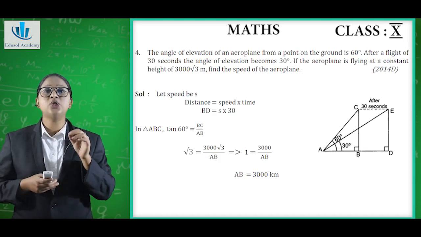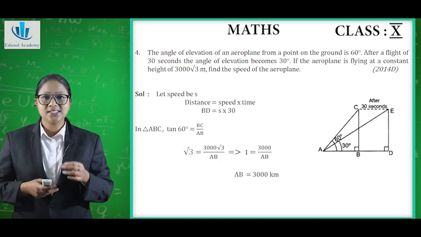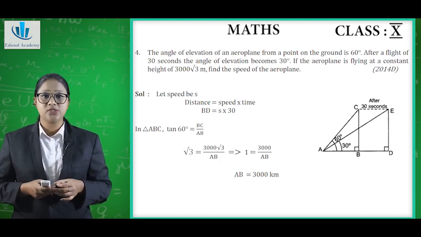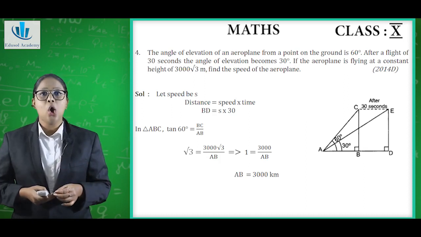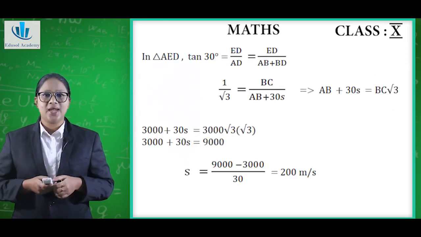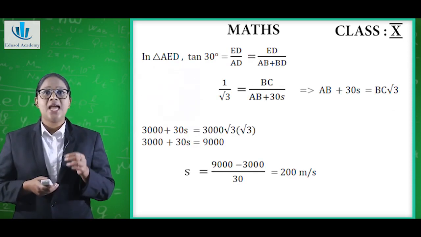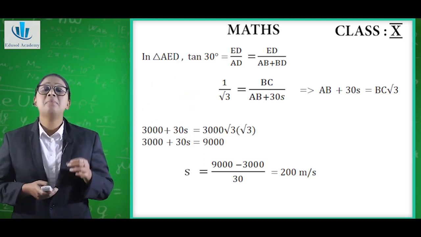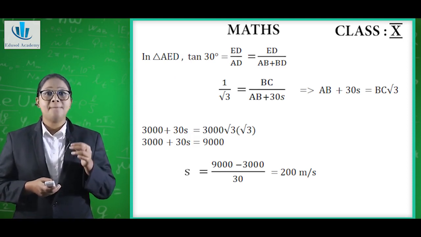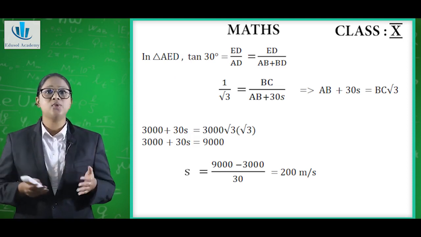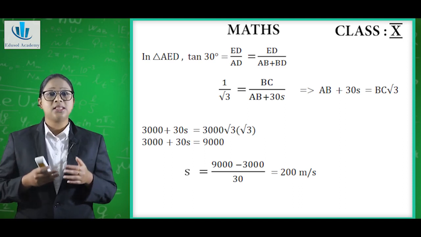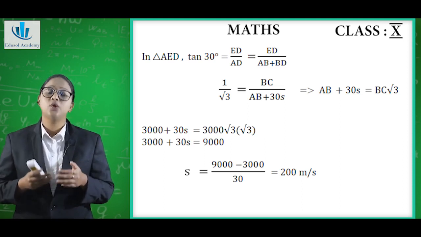So in the first triangle, in triangle ABC, tan 60 degree is equal to BC by AB, or root 3 is equal to 3000 root 3 by AB, or AB is equal to 3000 meters. In the next triangle, triangle AED, tan 30 is equal to ED by AD. Now tan 30 is 1 by root 3, that is equal to BC by AD, which can be split into AB plus BD. Then we will get AB plus 30S is equal to BC root 3.